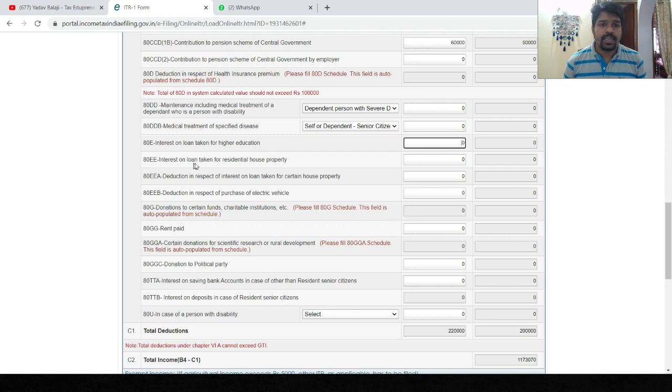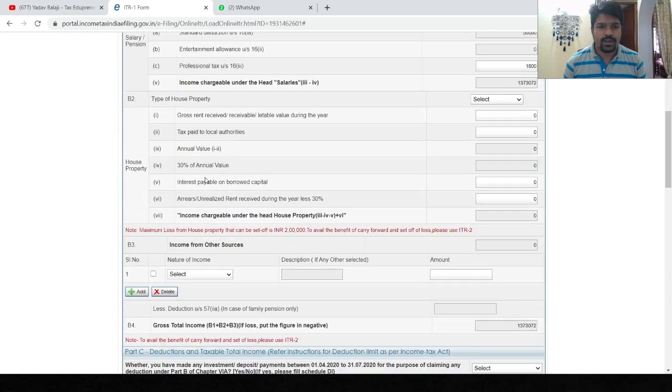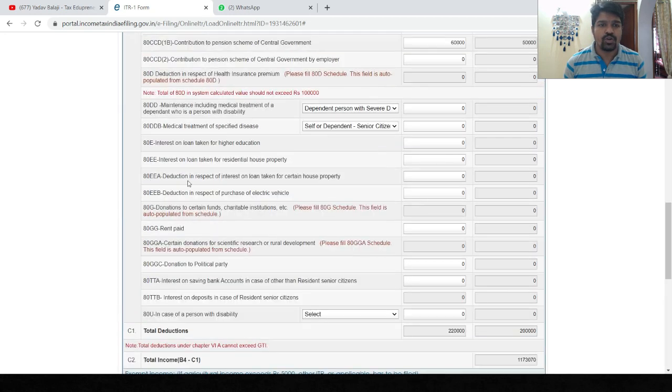Then 80EE, interest on loan taken for resident house property. In financial year 2016-17, the government announced that the limit is 2 lakh. So if you see house property interest on borrowing, here the limit is 2 lakh only. If you took a housing loan in 2016-17 and paid interest of 2,50,000, then 2 lakhs you can claim there, and 50,000 you can show under 80EE. So here 50,000 you can claim. If I put 60,000 also, it will take 50,000 only, because that is the limit.